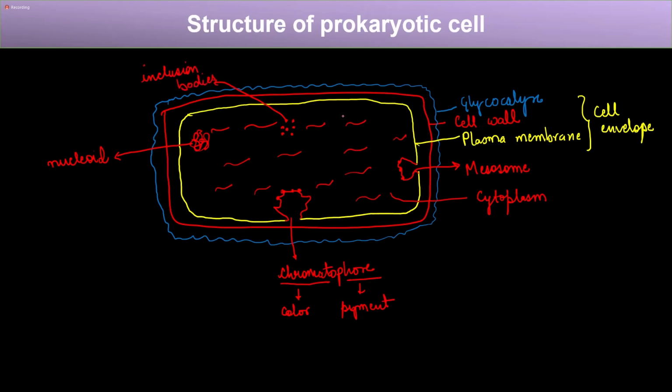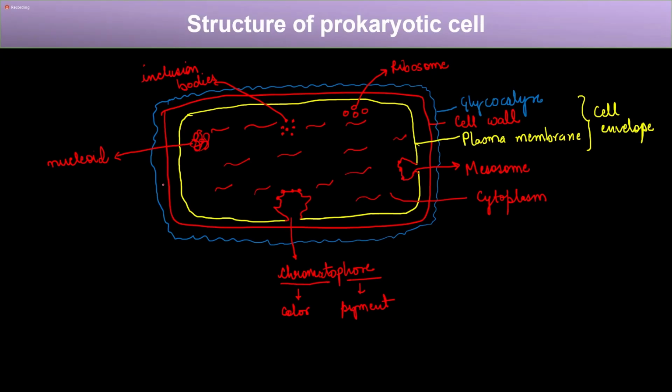Apart from inclusion bodies, the bacterial or prokaryotic cells also have an organelle without a membrane, and this organelle is known as the ribosome. We also studied briefly about ribosomes in the last lecture, that this organelle is present in both eukaryotes and prokaryotes, and it is without a membrane. So this is the overall structure of a prokaryotic cell.